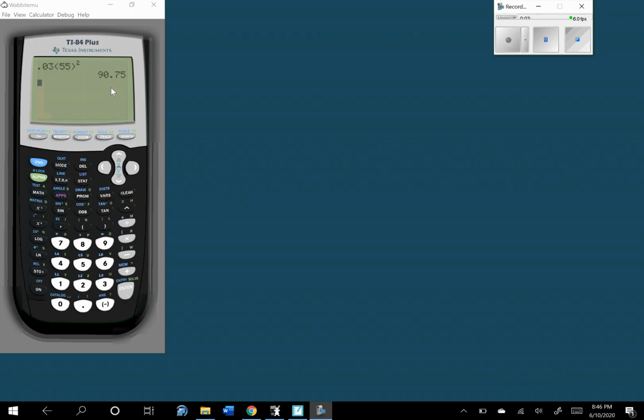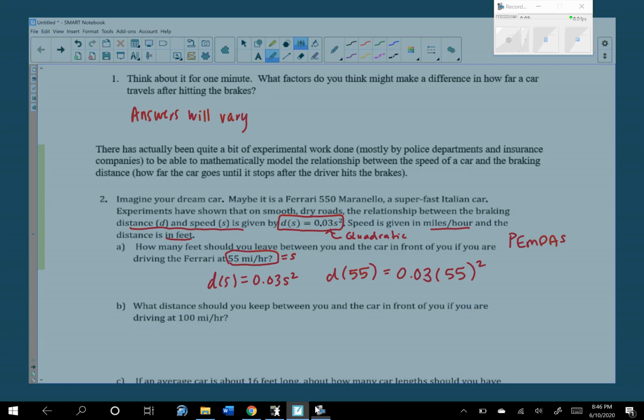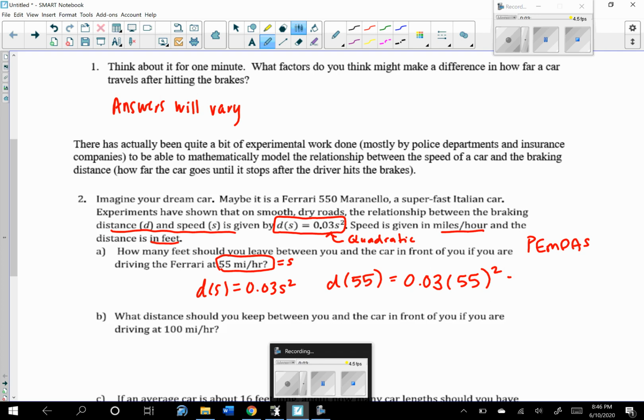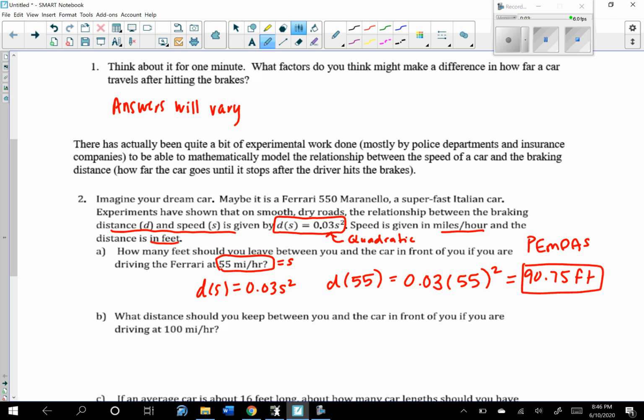And when we do that in our calculator, you can see that we get 90.75. So we can go ahead and put that here. And of course, we're talking about feet. So when you're driving that fast, that's how many feet you should leave between the car and the car in front of you.